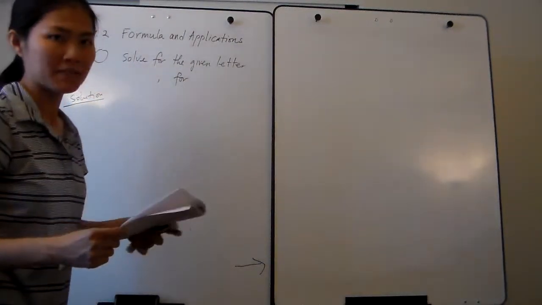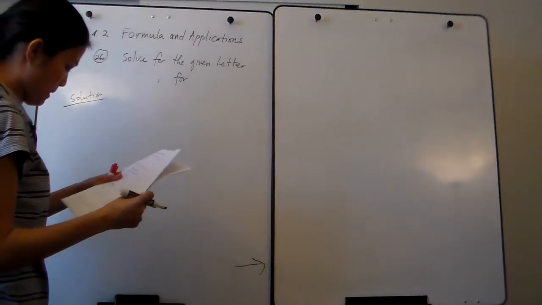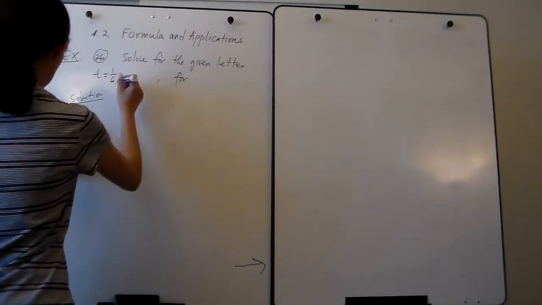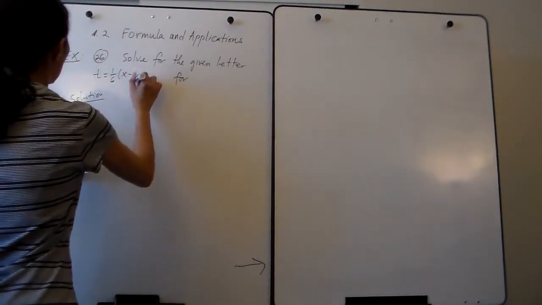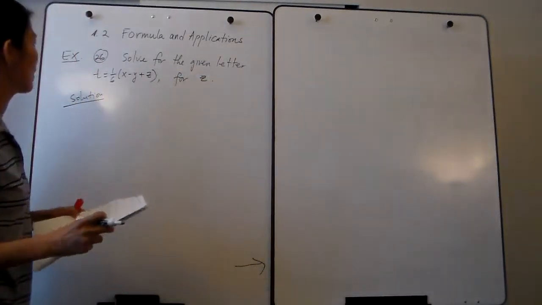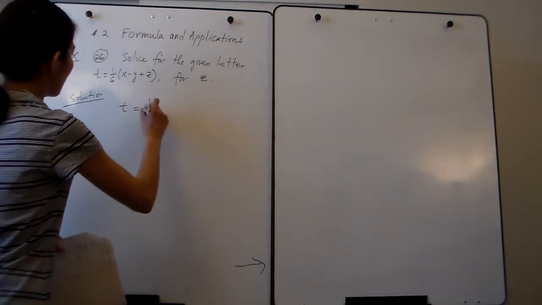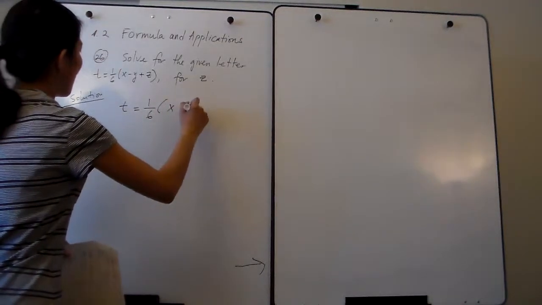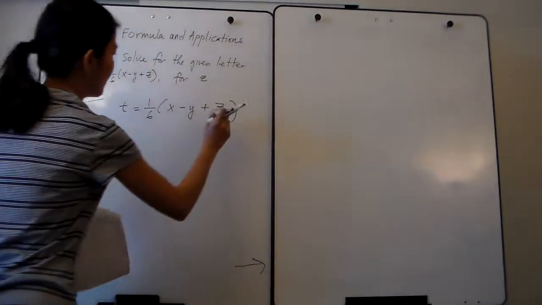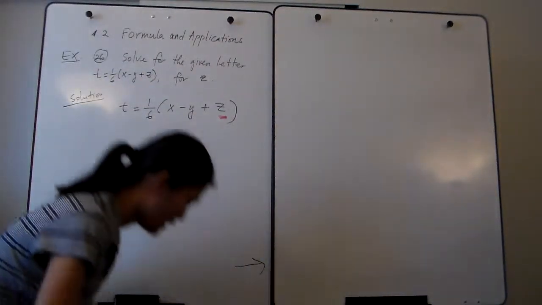For this one is number 26. Okay. And here the equation is t equals 1/6 times x minus y plus z, and we're solving for z. Alright? Rewriting the original equation, we have t equals 1/6 (x minus y plus z). Now, we want to solve for z. Our goal is z equals what?